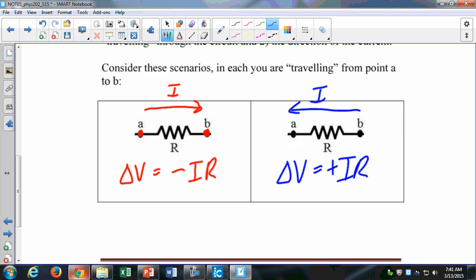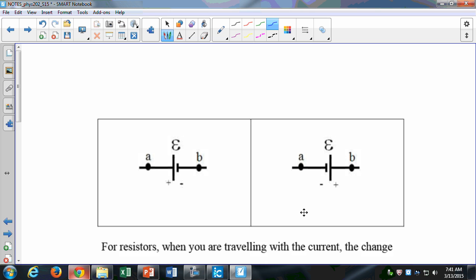Similarly for batteries, we have some rules. If we have a battery and we're moving from low to high potential, like this one, moving from points A to B, so I'm traveling from points A to B. Here, the direction of the current doesn't matter. So let me write that. The direction of the current is irrelevant.